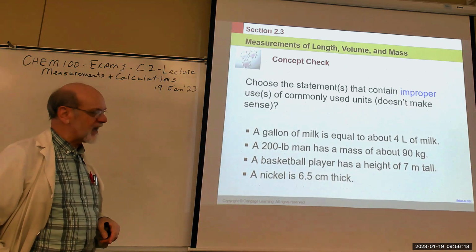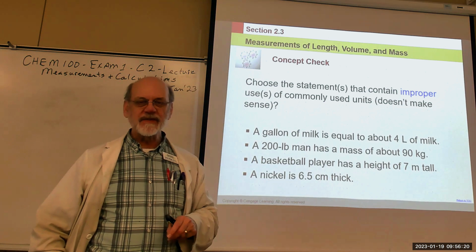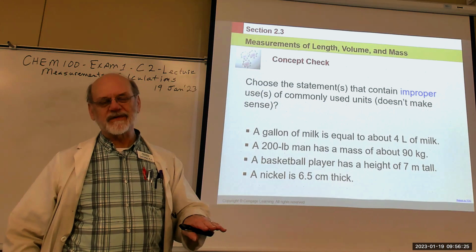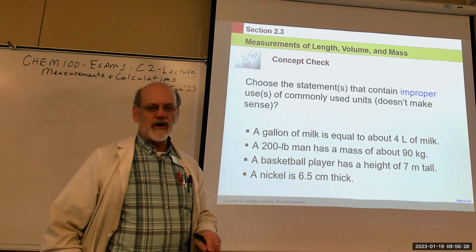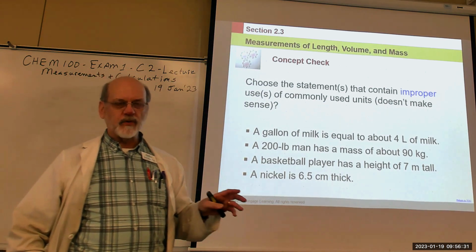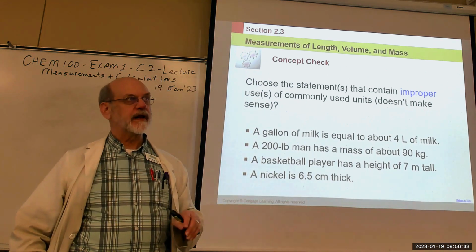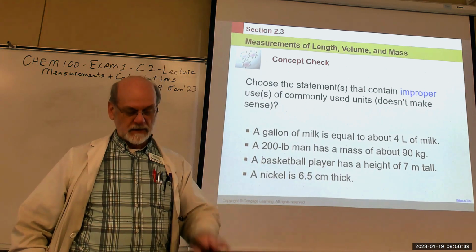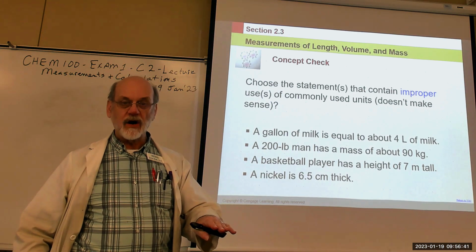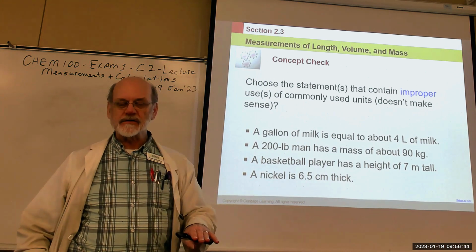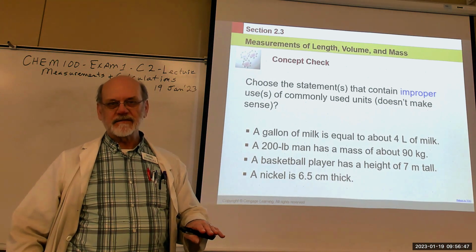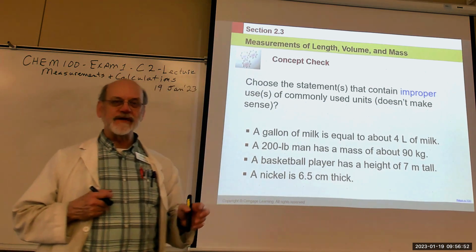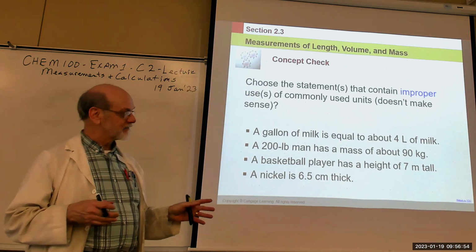A basketball player has a height of 7 meters. How much is a meter? Well, it's a little bigger than a yard. Right? A yard is 36 inches, and a meter is 39.96, I think, inches. So a meter is a little bit taller than a yard. So if your football player is 7 meters, he's about 7.5 yards tall. He's about 23 feet, right? That doesn't make any sense.